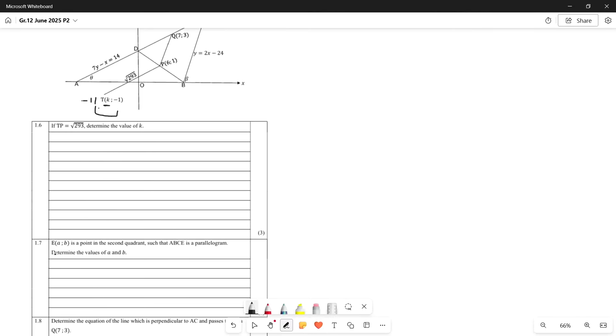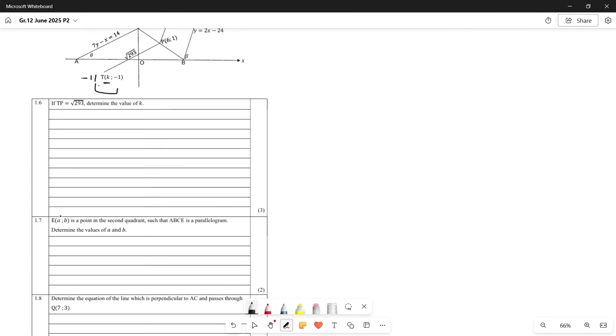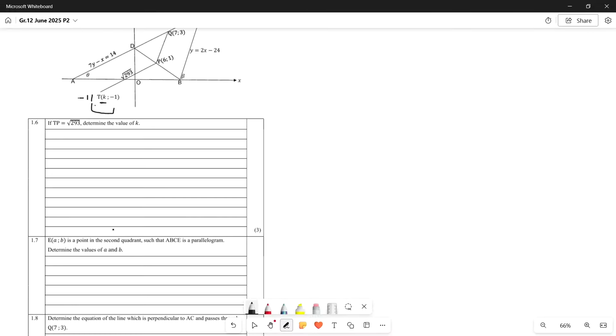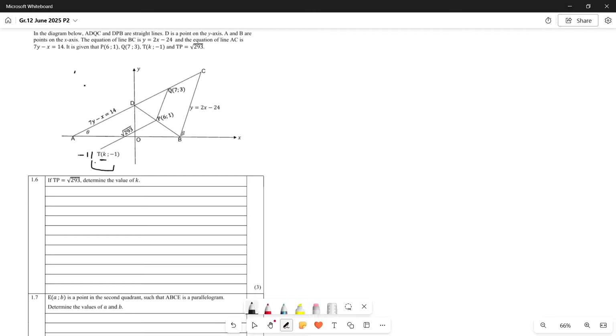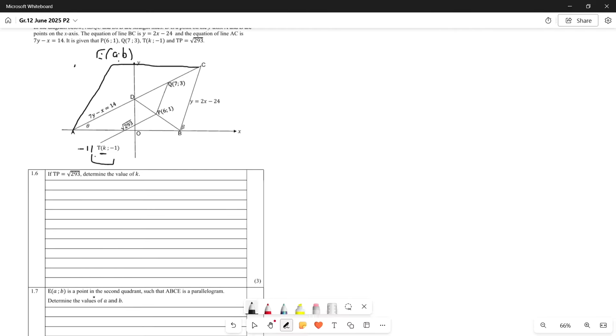So then 1.7 for 2 marks, it says E(a, b) is a point in the second quadrant such that ABCE is a parallelogram. Determine the values of a and b. So E(a, b) is a point in the second quadrant such that ABCE is a parallelogram. Determine the values of a and b.